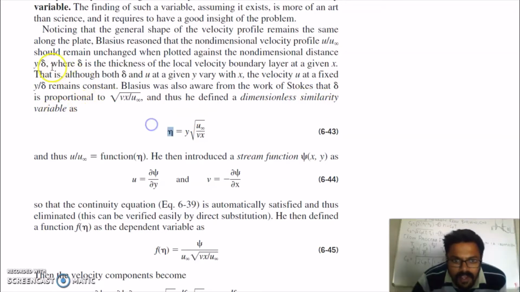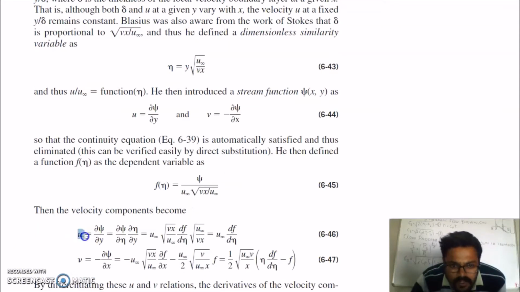Now this is the same as this. We know u is equal to del psi by del y. You can multiply by del eta and divide by del eta, and you will get this equation here. Now you can take the derivative of this psi function with respect to eta from this equation and replace it here, and you can take the derivative of eta and put it in this equation here. On solving you will get this equation.